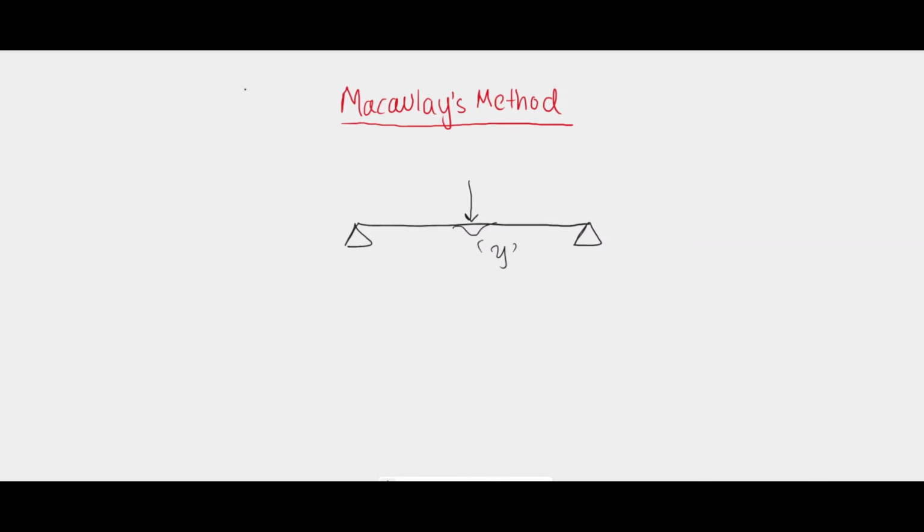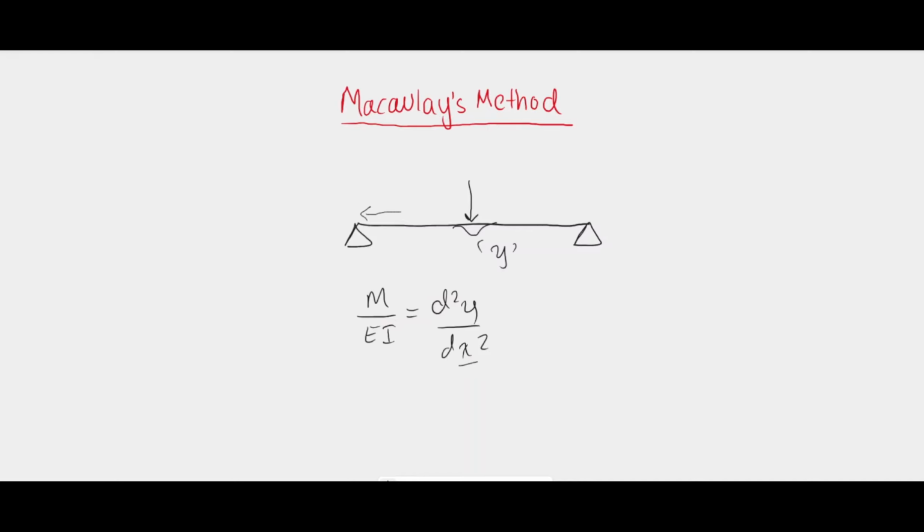Macaulay's method utilizes the bending equation in the form of M over EI is equal to d squared y over dx squared, where M is the bending moment, E is the Young's modulus, and I is the second moment of inertia. You will also notice that y, the deflection, is represented as a function over x.